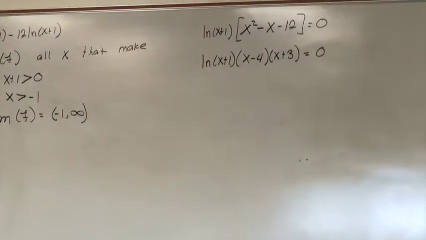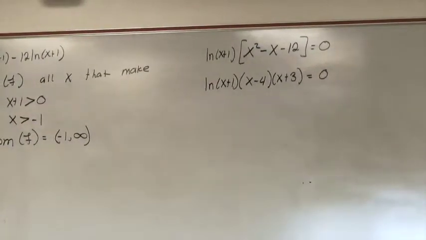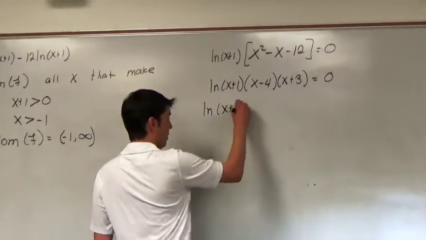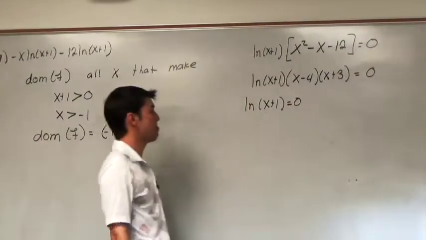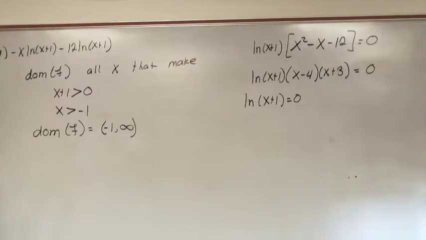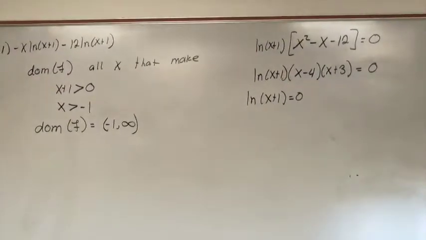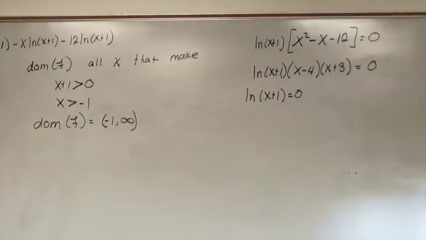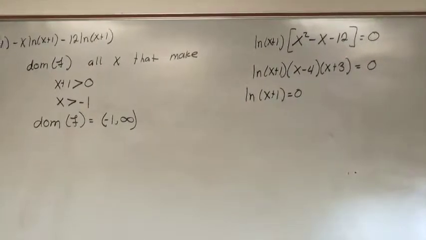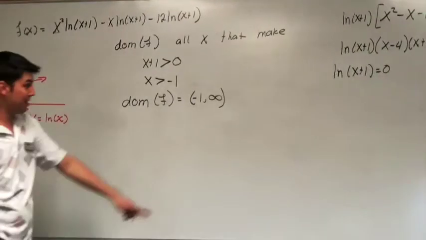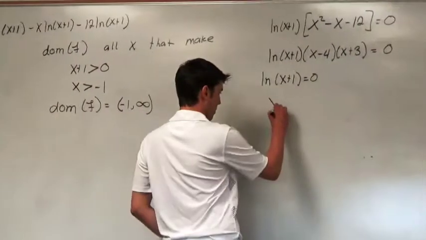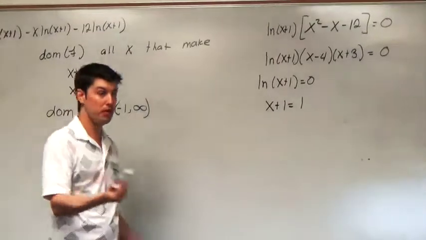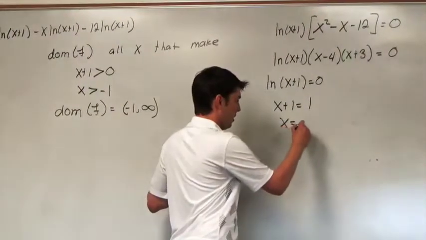We're now going to set each factor to 0 and solve. So the first factor: when does the logarithm equal 0? Looking at the graph, the logarithm will return 0 when the inside of it is positive 1. So this will be 0 when the inside of the log is equal to positive 1, and we see that that is when x is 0.